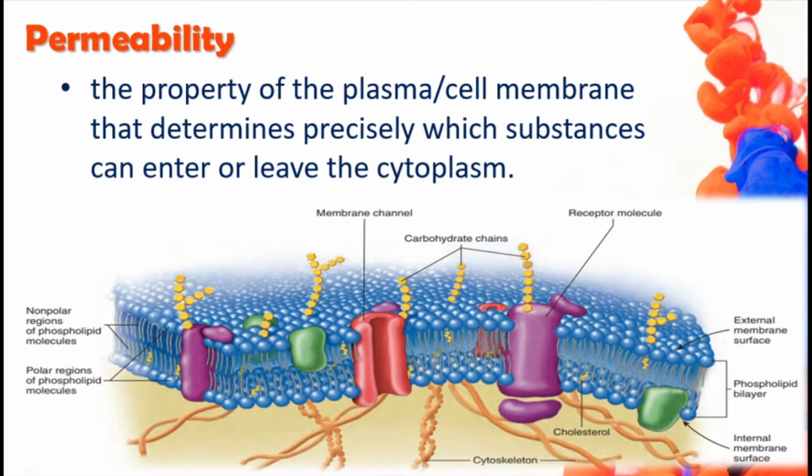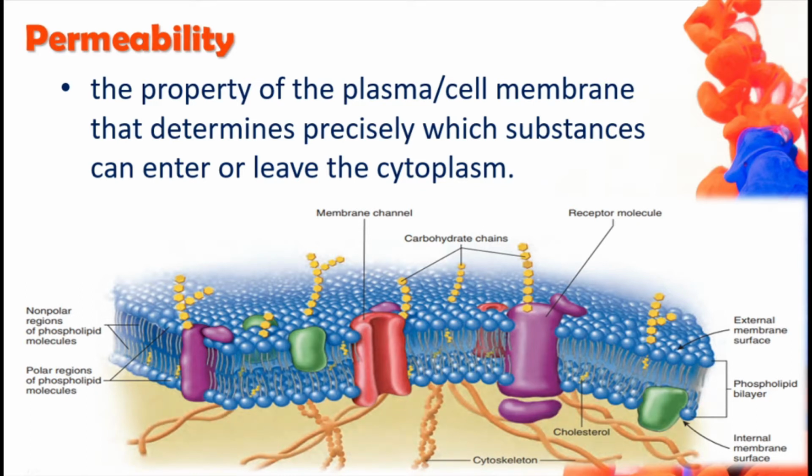The failure to carry out these activities will cause the death of the cell. That is why it is very important to know how substances move into and out of the cell. Now, what is that property that I mentioned earlier that we need to understand? That property specifically is your permeability.